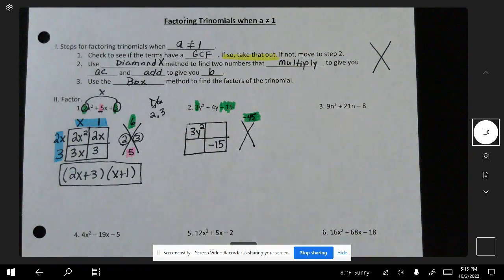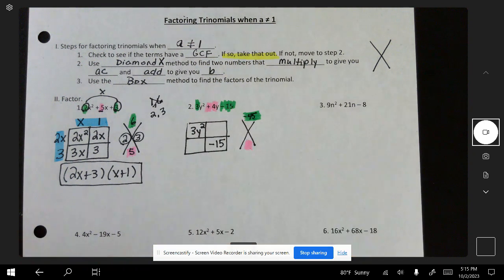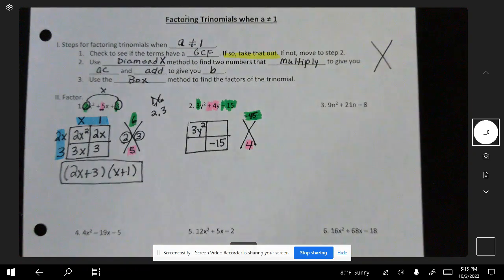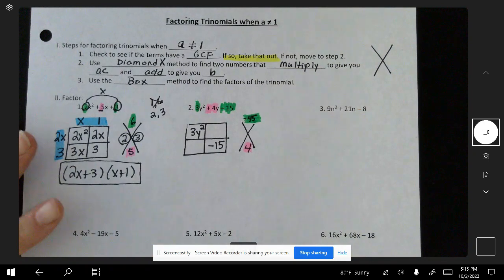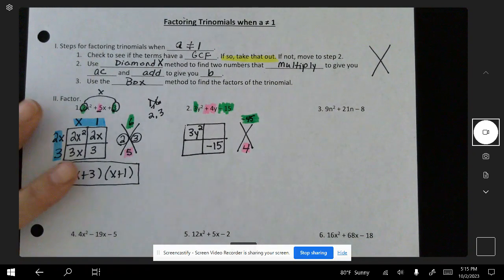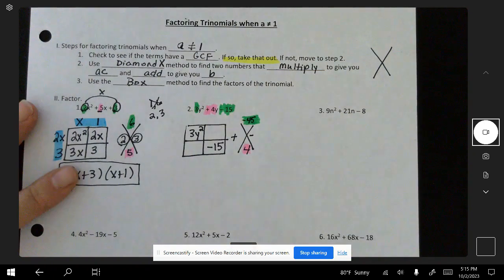And then this number down here is the 4. Okay? So I need to add to get 4. All right. Two numbers that will multiply to give me negative 45. So if I'm multiplying to get a negative, that means one of these is positive and one is negative. Positive times negative gives me a negative.